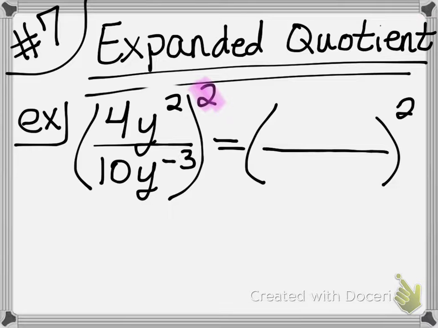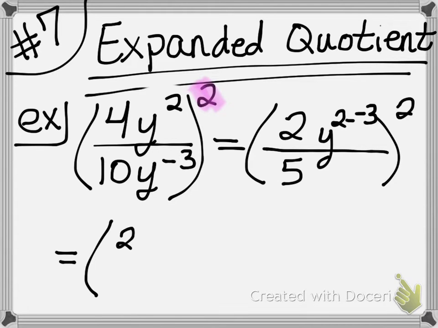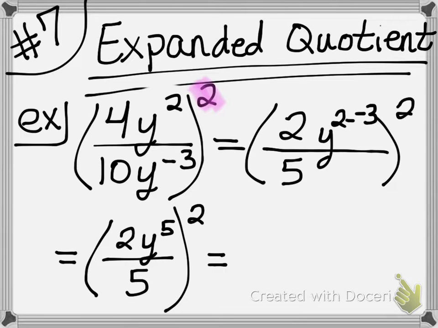First, going to worry about my coefficients. 4 divided by 10. That simplifies to 2/5. Now, I'm going to worry about my variable y. That's just the normal quotient rule, so I'm going to subtract those. And remember, since we're subtracting a -3, we're really adding. So it'll be 2y to the 5th divided by 5, and all of that is going to be squared.